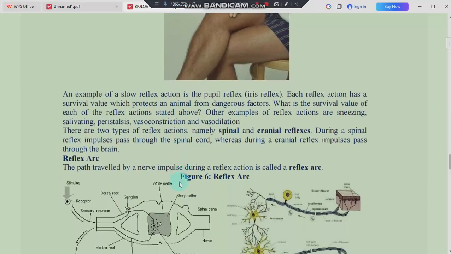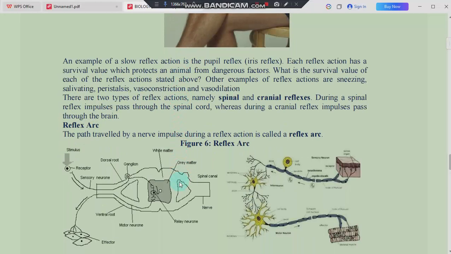Now, an example of a slow reflex action is the iris reflex, or the action in the pupil in your eye. That is an example of a slow reflex action. Other examples of reflex action include sneezing, salivating, peristalsis, which is the movement of the food bolus into the stomach as it passes through the alimentary canal, and then vasoconstriction and vasodilation of your blood vessels.